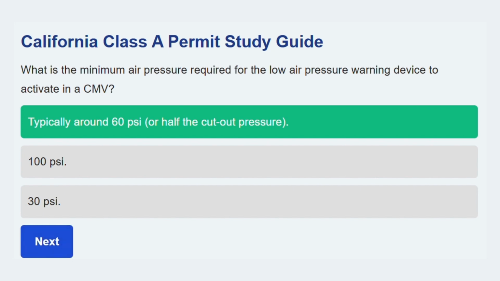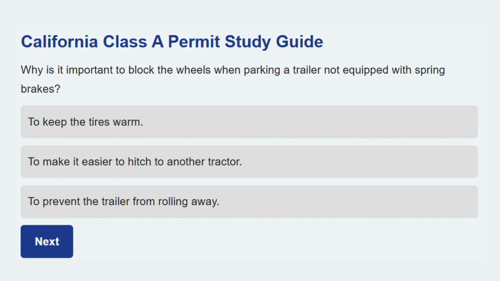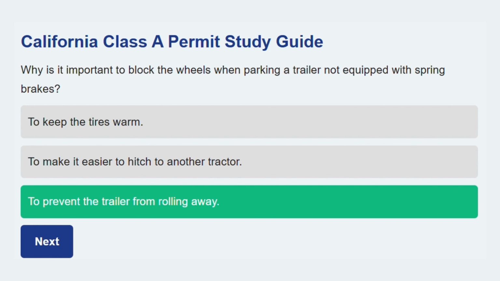Let's move on. Why is it important to block the wheels when parking a trailer not equipped with spring brakes? To prevent the trailer from rolling away. Without spring brakes, there's no automatic parking brake if air pressure is lost.